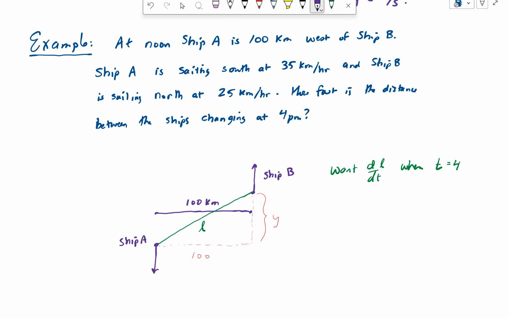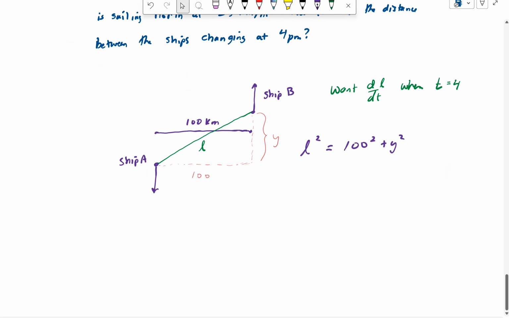So notice using that triangle, I have L squared is equal to 100 squared plus Y squared. So I can differentiate this now. So I'm going to have 2L dL dt is equal to 2Y dy dt. And so what we want to know here is, well, I need to know L, Y, and dy dt.